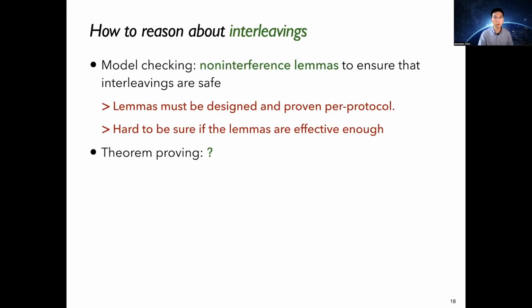Then how do we formally reason about such interleavings? There have been a lot of attempts. Model checkers have used non-interference lemmas to ensure that interleavings are safe. However, lemmas must be designed and proven per protocol, and it is hard to be sure if the lemmas are effective enough.